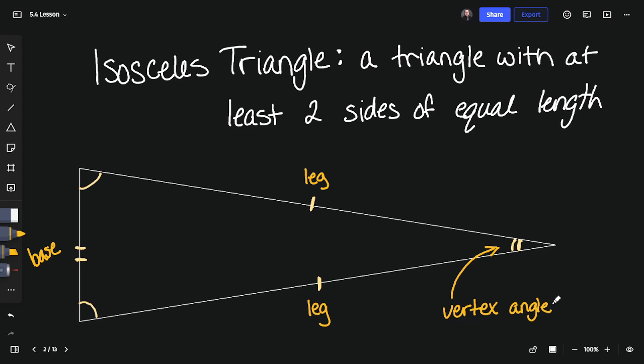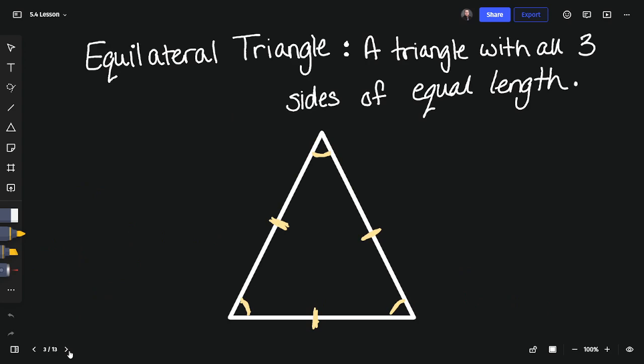And the base angles are the two angles that are adjacent to the base. Which would be that one right there and that one right there. So as you can see, the isosceles triangle has a couple different components, and we have special names for each component of that triangle.